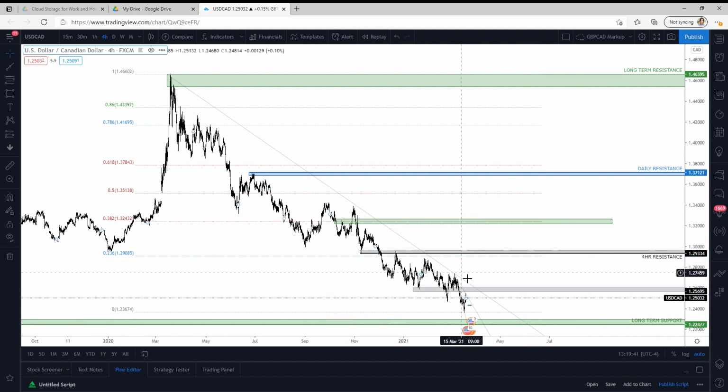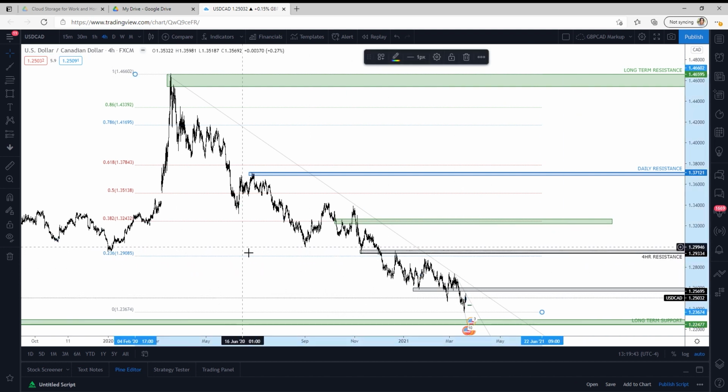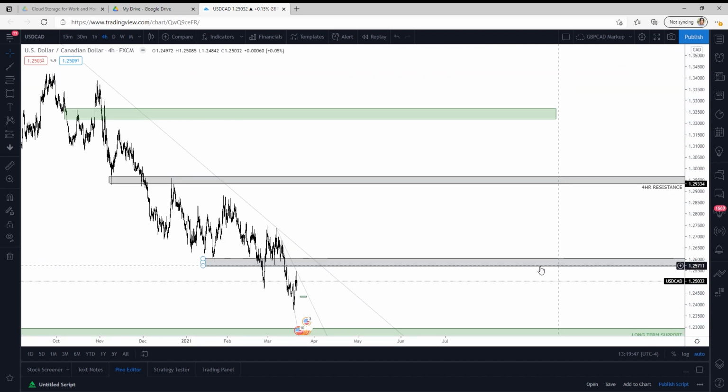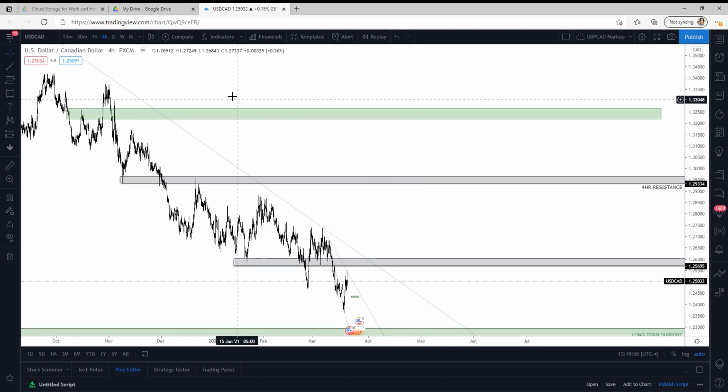And I'm not just entering off a fib level. I'm waiting for confirmation, but I'm definitely looking for buy setups based off of this markup.